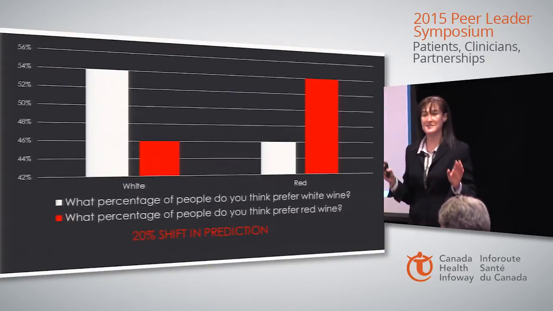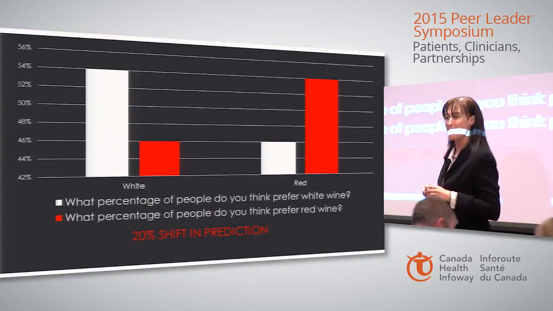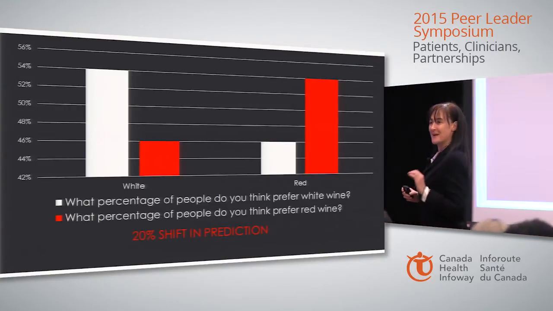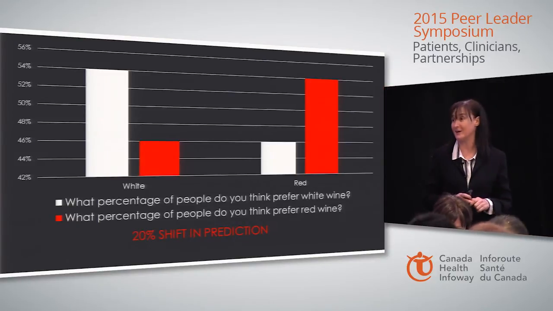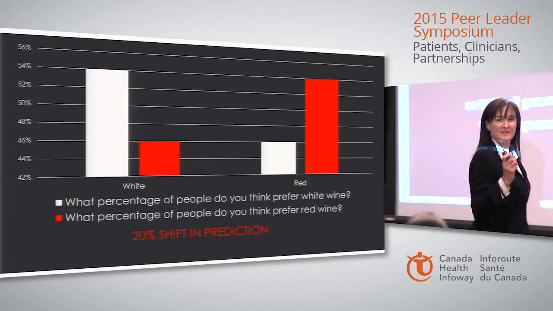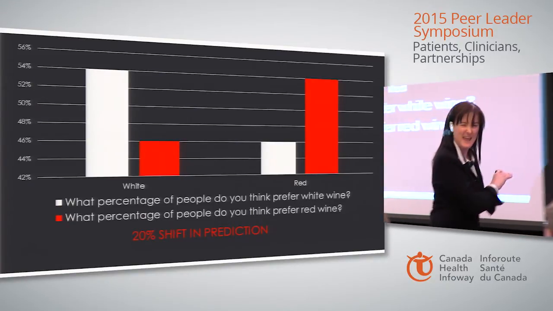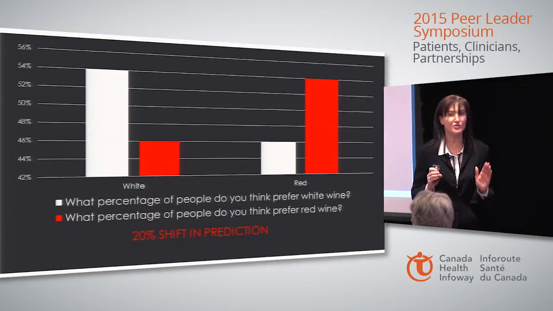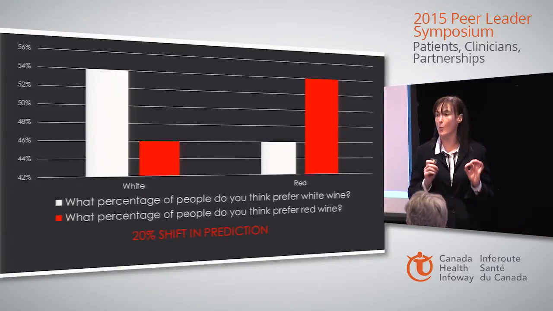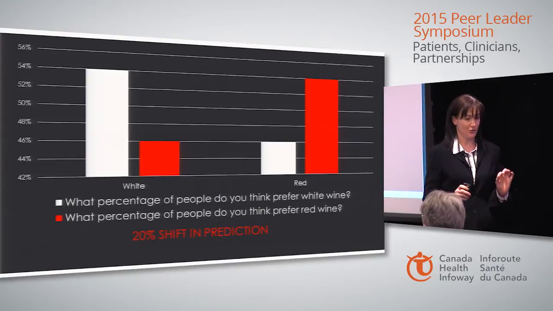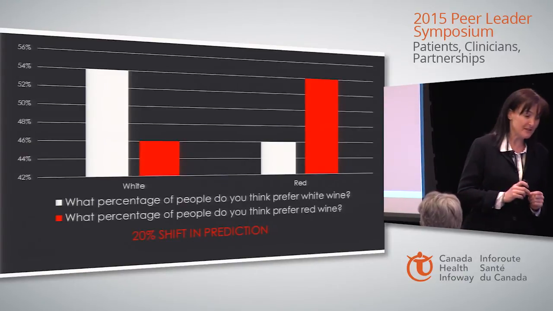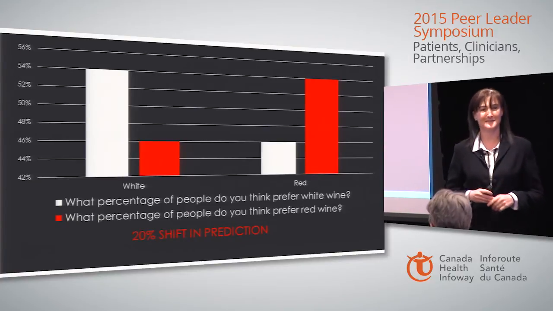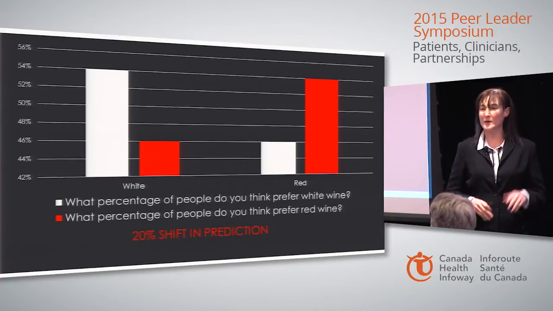So here's the interesting thing before you swap papers. This is what I want to show you, how dangerous predictive analytics are. We did this exercise a few times, and every single time, hands down, there is a 20% shift in prediction by the order bias, by the way I asked the question. I asked you, what percentage of people in the UK do you think prefer red wine? Now, if I would have said, what percentage of people do you think prefer white wine? Look at that shift. 20% shift in prediction.